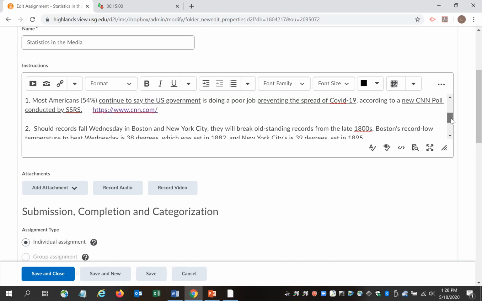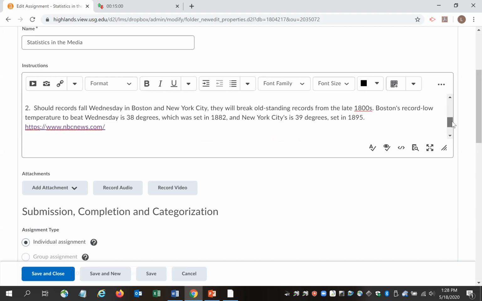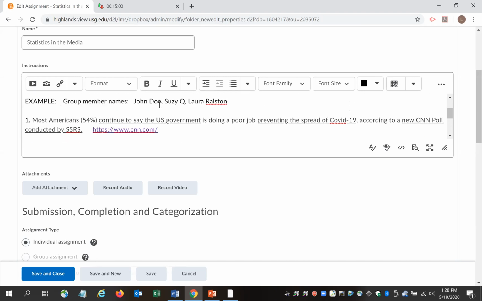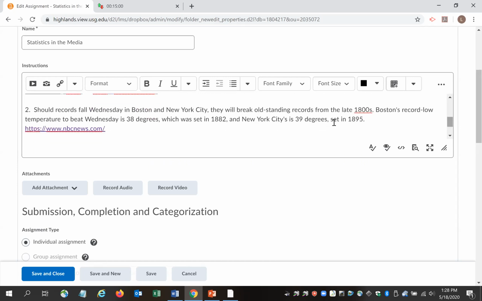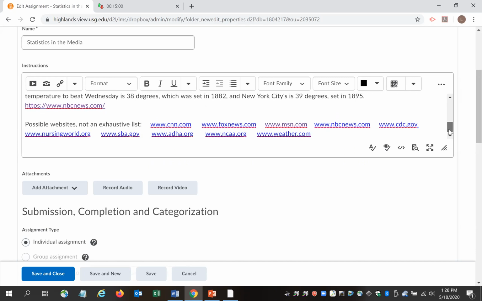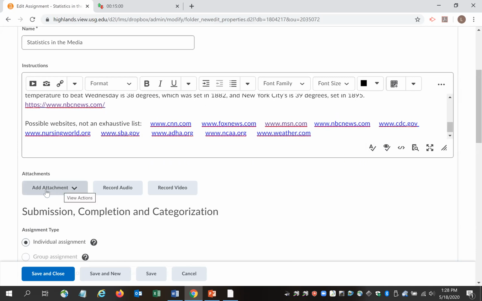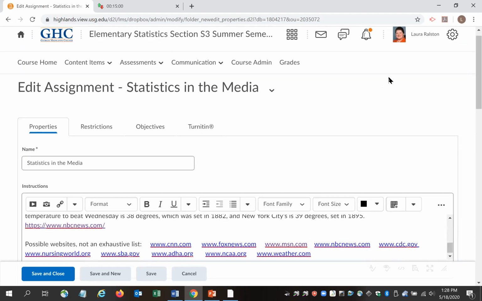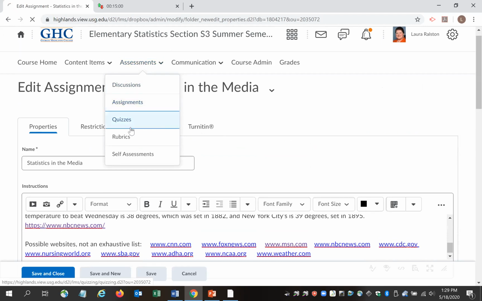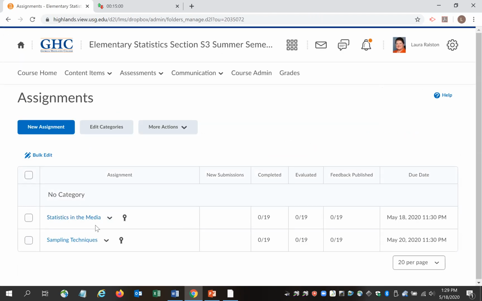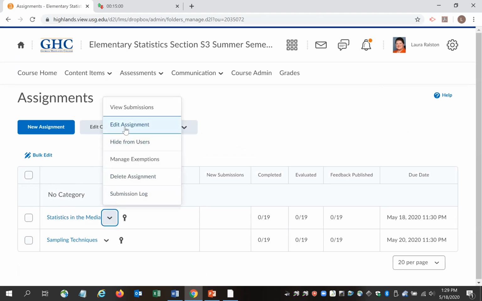But you're going to find 2 different ones. So your paper should look very similar to this. Group member names. Number 1, put in the statistic and where you found it. Number 2, put in the statistic and where you found it. Then you'll save it and attach it or put it into this folder. There's an option when you go to assignments where it should let you load it up into that folder.